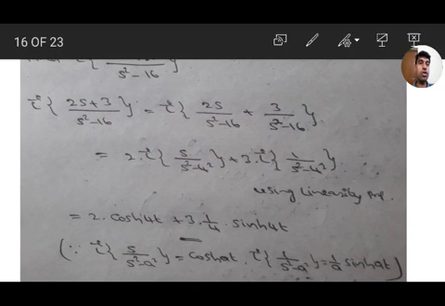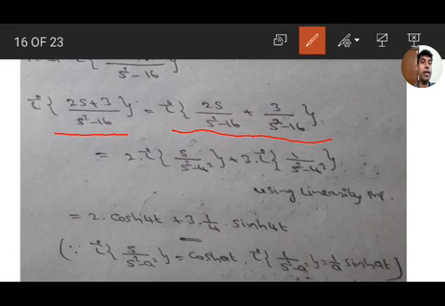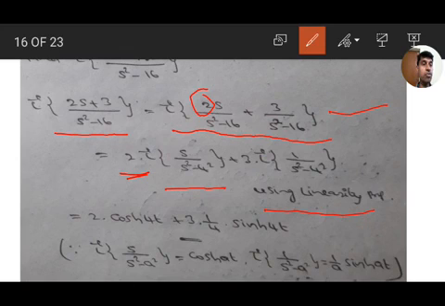L inverse of (2s plus 3) by (s square minus 16) equals L inverse of 2s by (s square minus 16) plus 3 by (s square minus 16). We separate by dividing, and by using the linearity property, 2 is the coefficient outside: 2 into L inverse of s by (s square minus 4 square), since 16 means 4 square. And 3 is the coefficient outside: L inverse of 1 by (s square minus 4 square). Here also 16 means 4 square.